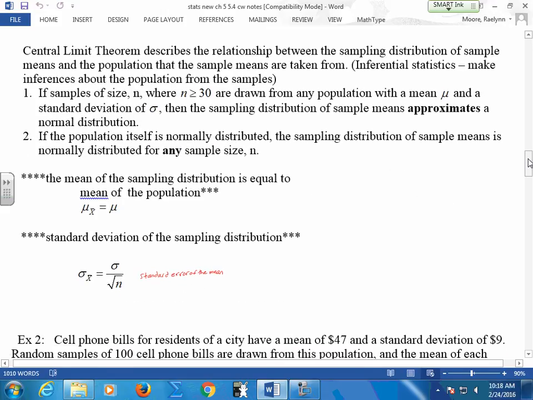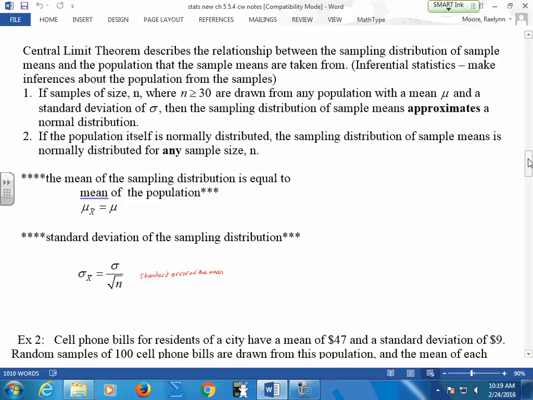Now, I don't know if you've heard it before, but this is one of the major theorems of statistics. It actually has a name. It's called the central limit theorem. And that's what describes the relationship between the sampling distributions of your sample means, sounds like a tongue twister, and the population that all those samples came from.